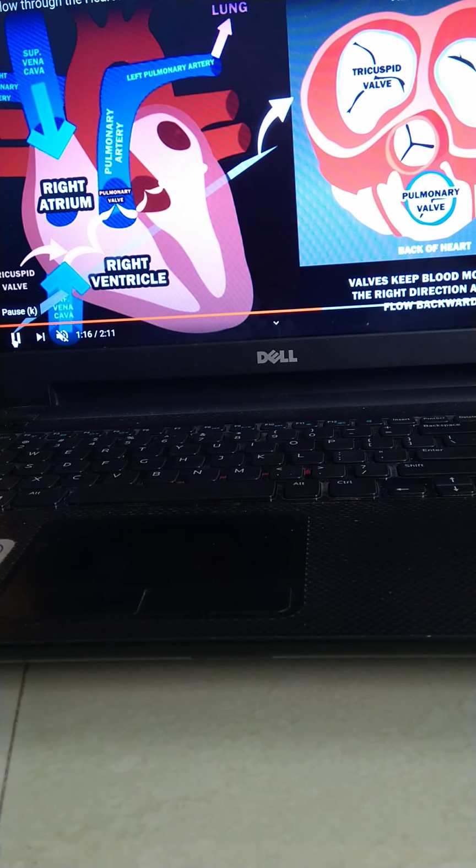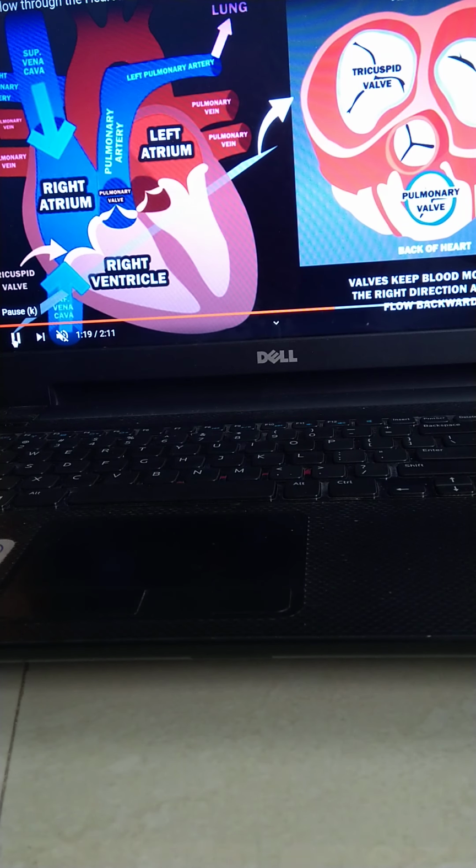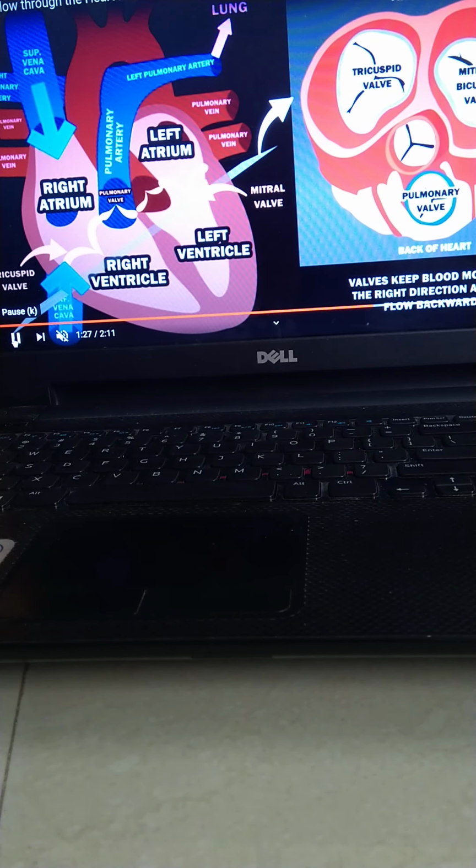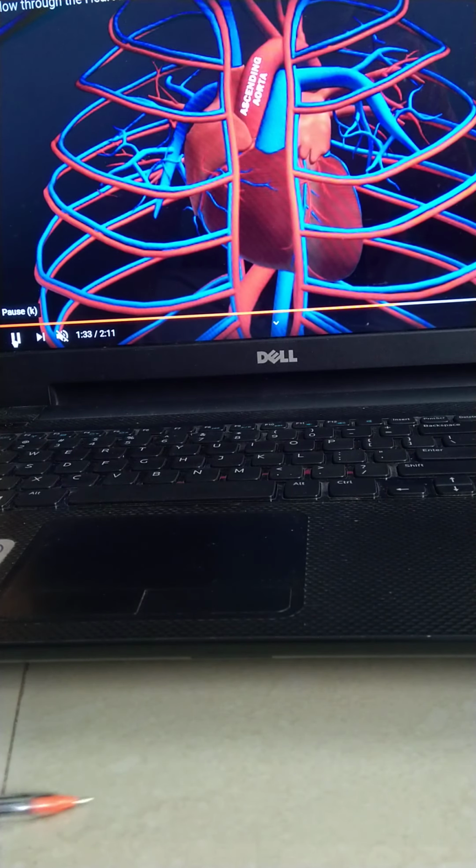Okay, so the left auricle receives oxygenated blood from the lungs via the pulmonary vein. This is the pulmonary vein. Then the left ventricle pumps blood to all parts of the body through the aorta. If we consider the diagram, the left auricle receives oxygenated blood from the lungs via the pulmonary vein. The left ventricle pumps blood to all parts of the body through the aorta.